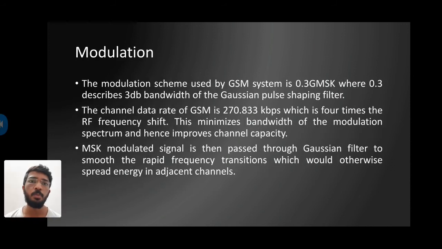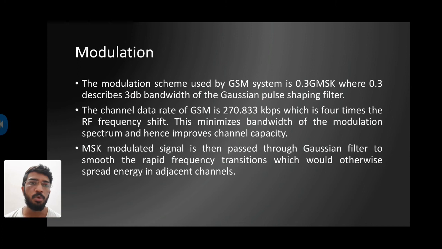Now we will discuss modulation. The modulation scheme used by the GSM system is 0.3 GMSK, where 0.3 describes the 3 dB bandwidth of the Gaussian pulse shaping filter. The channel data rate of GSM is 270.833 kbps, which is 4 times the RF frequency shift. This minimizes the bandwidth of the modulation spectrum and hence improves channel capacity.